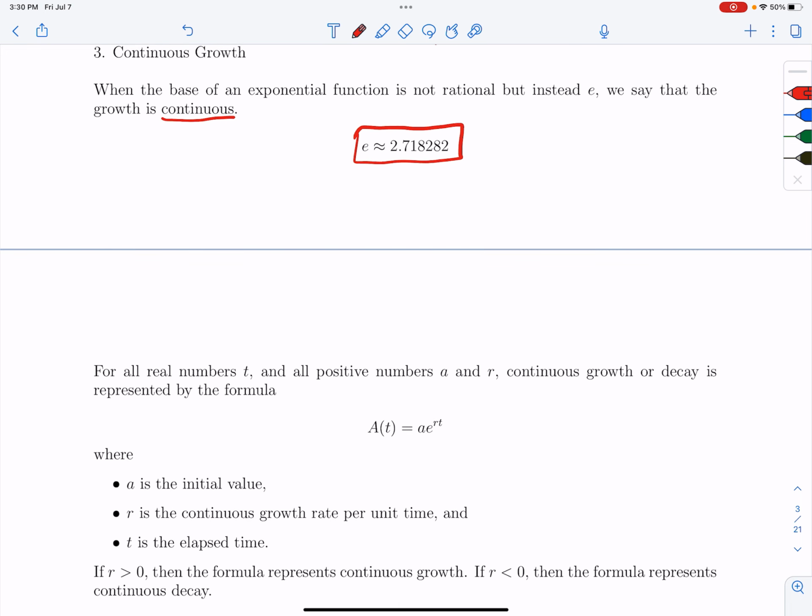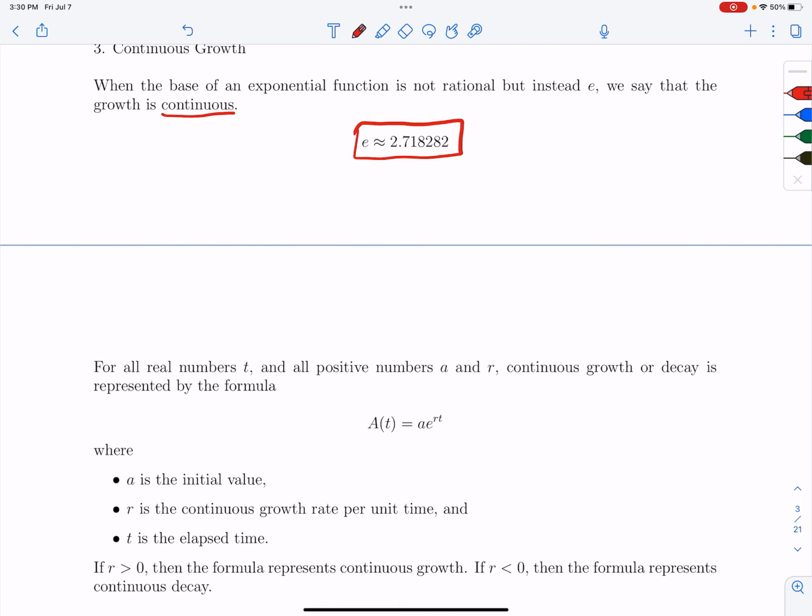Okay, so if r is greater than 0, it's growth. If r is less than 0, it's decay. So if r is positive, we're going to see a growth like that. If r is negative, it's going to be getting smaller or decreasing.